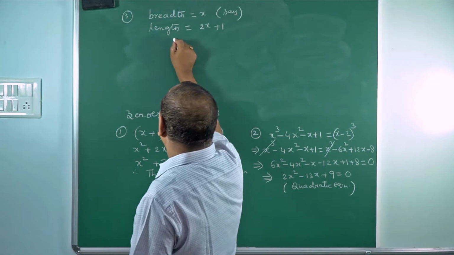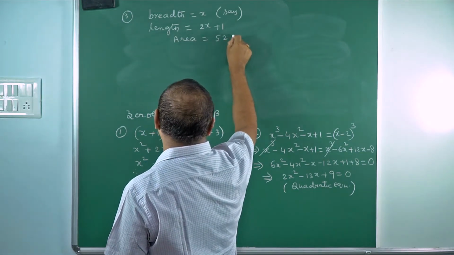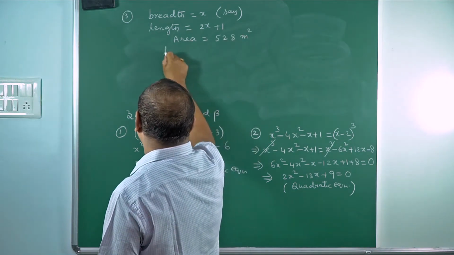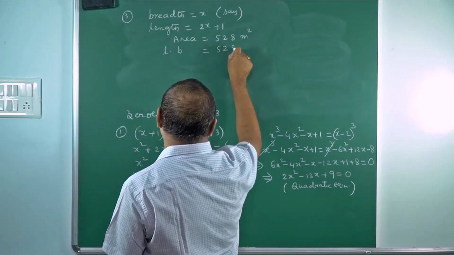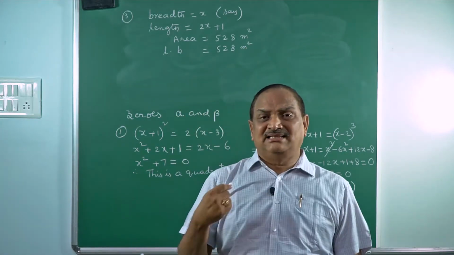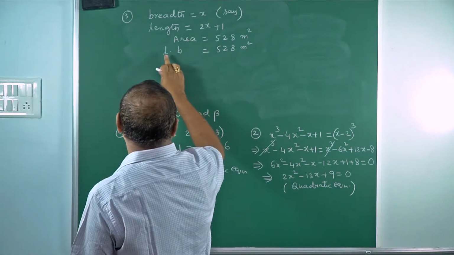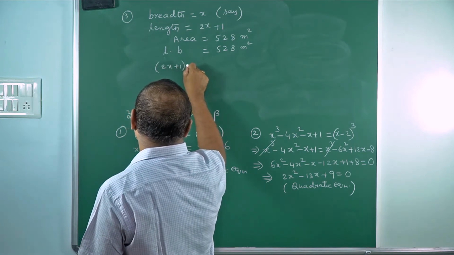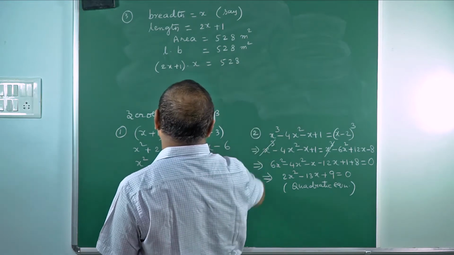But I know one thing, that area, whatever I am given, that it is 528 meters square, this is nothing but length times breadth, given to you as 528 meters square. Length times breadth is the area of a rectangle. Now, this is 2x plus 1 times x, breadth is x, and that should be 528.